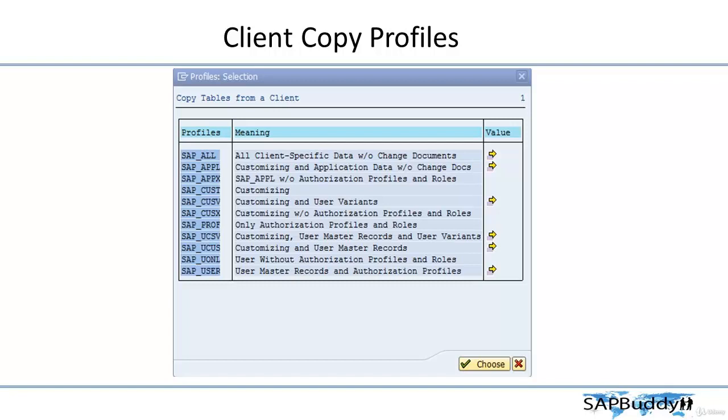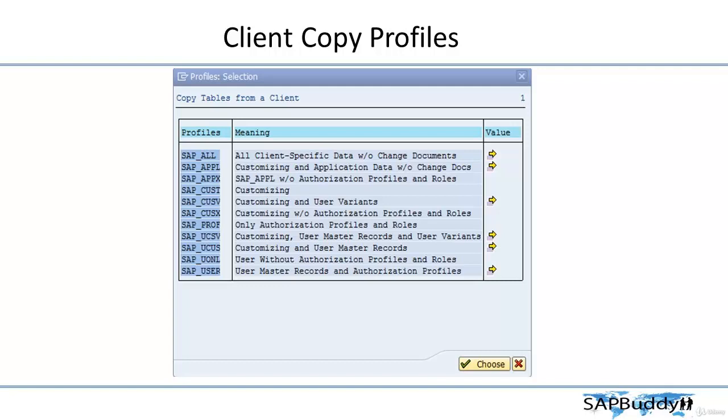In those situations, if you want to copy the variants along with the customizing settings, you can select this option, customizing and variants. Then you have customizing without authorization and roles, which means it will copy all the customizing without authorization profiles and roles. And the next one is only authorization profiles and roles. That means it will copy only the profiles and roles but not the users. We have different options here, SAP_PROF and SAP_USER. SAP_PROF will copy only the authorization profiles and roles, and it will not copy the user master.